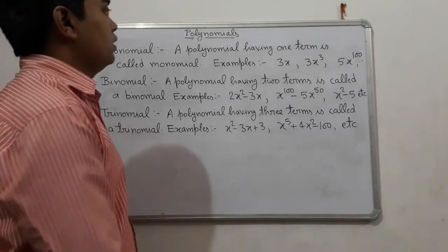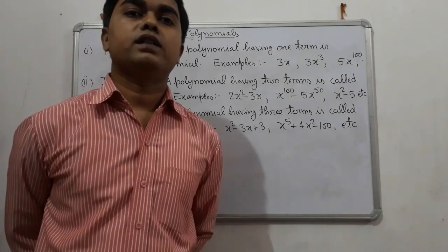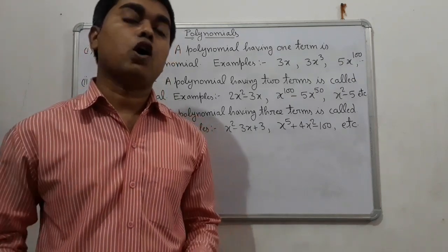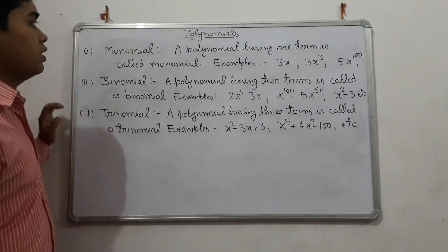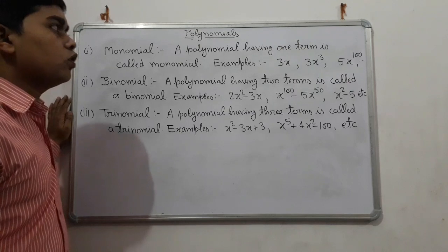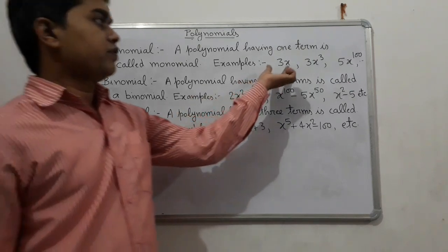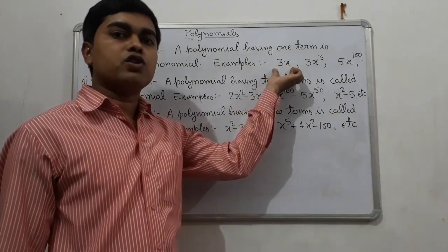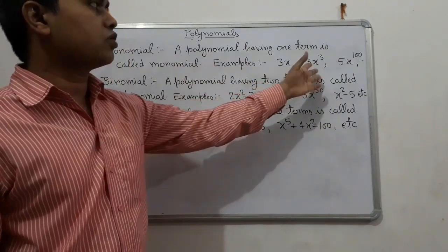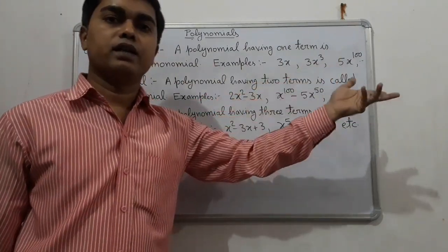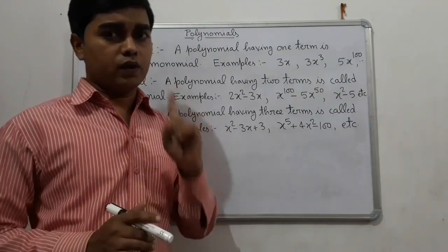Children, now see, we will discuss some polynomials according to the number of terms. Regarding terms, how many terms are there? So we have some more polynomials. First one is monomial. A polynomial having one term is called a monomial. Means if any polynomial has only a single term, then it is called a monomial. Examples: 3x, 3x cube, 5x to the power 100, x to the power 200. These are monomials. Means there should be only one term.